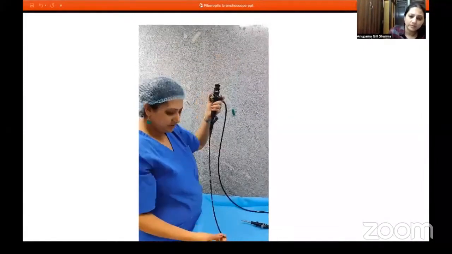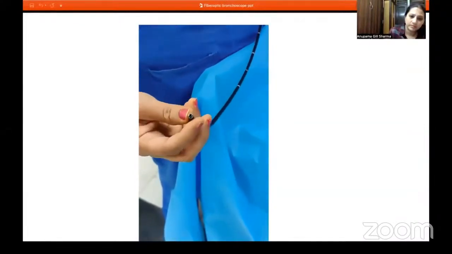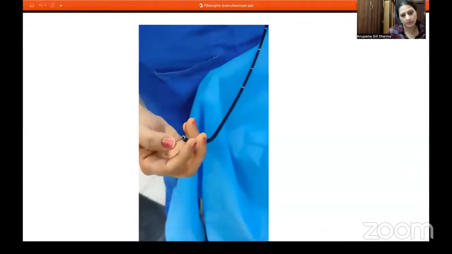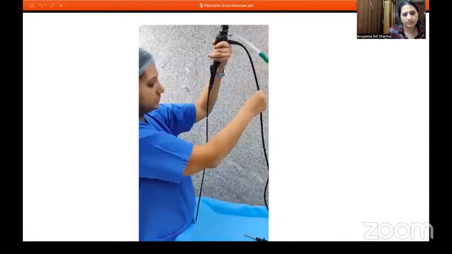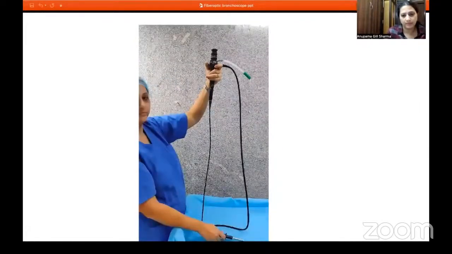Here you can see, here it is. The outer diameter of this is 5 millimeters. Here you can see this is the working channel, and the other fiber optic cables are for illumination. Here is where the light source is connected, and I will also show you how it goes.